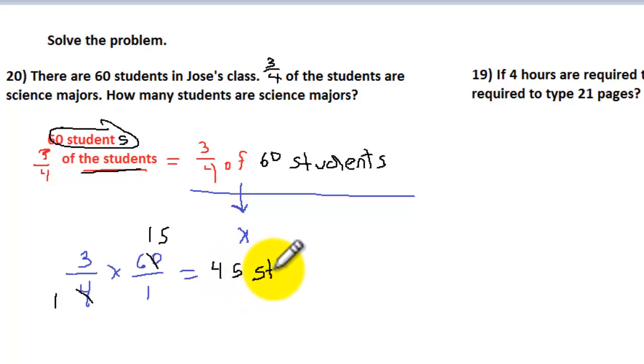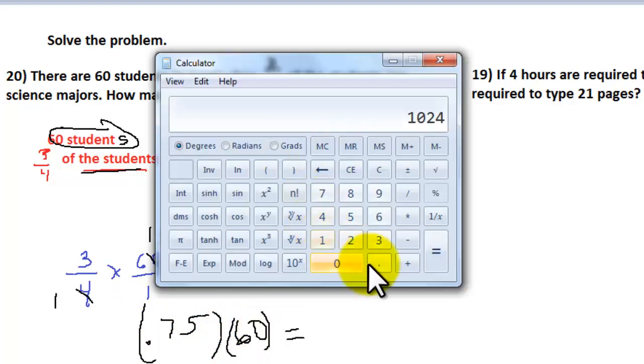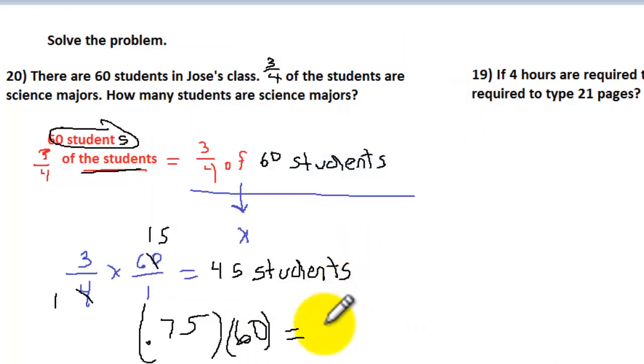Another way you can approach it is, if you know off the top of your head that 3/4 is also 0.75, because 3/4 is 75%, then you can just multiply 0.75 times 60. So 0.75 times 60 is 45. Doesn't matter which way you do it, you still get 45.